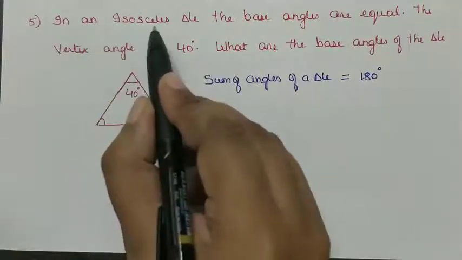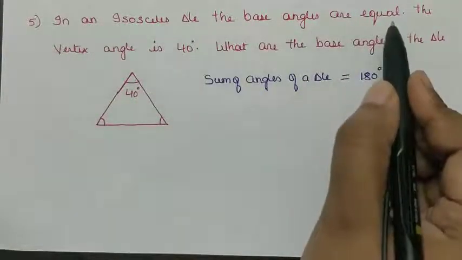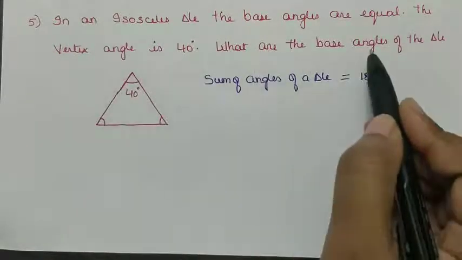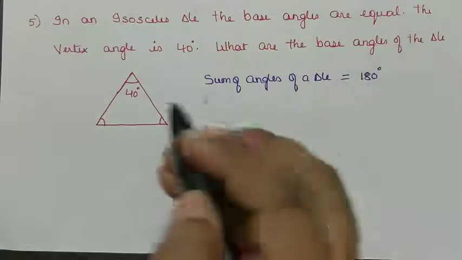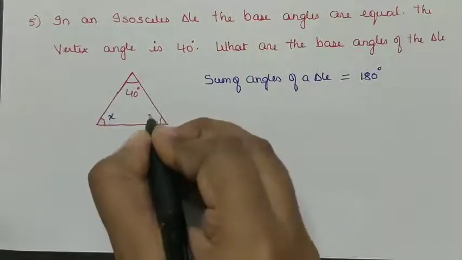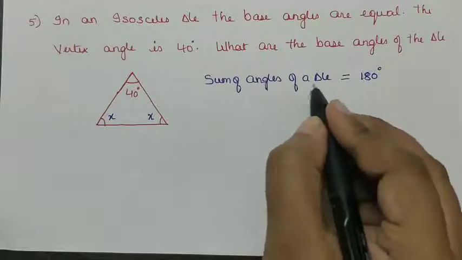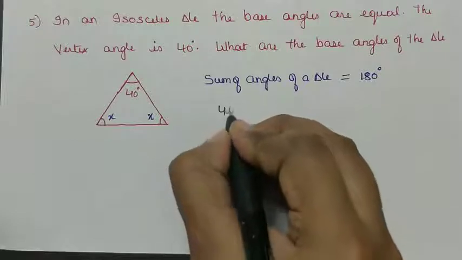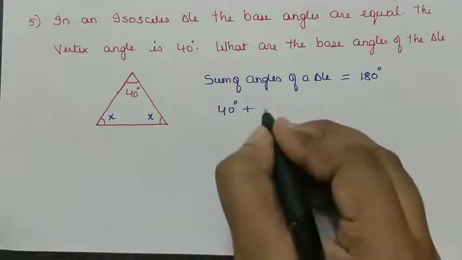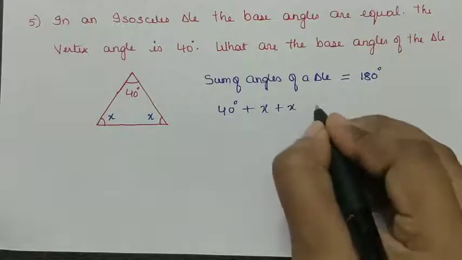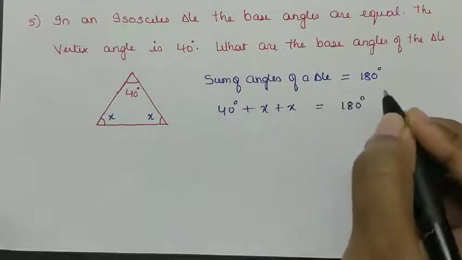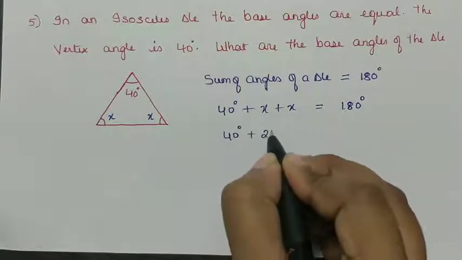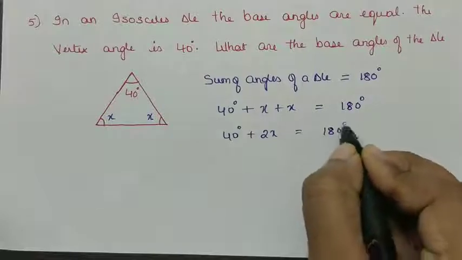Fifth one, in an isosceles triangle, the base angles are equal. The vertex angle is 40 degrees. What are the base angles of the triangle? Let the base angle of the triangle be x. We know the sum of angles of a triangle is equal to 180 degrees. Sum of angles, that means 40 degrees plus x plus x is equal to 180 degrees. X plus x is 2x. 40 degrees plus 2x is equal to 180 degrees.